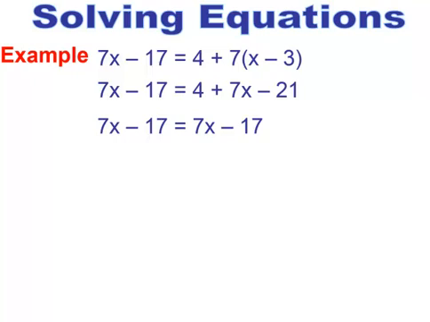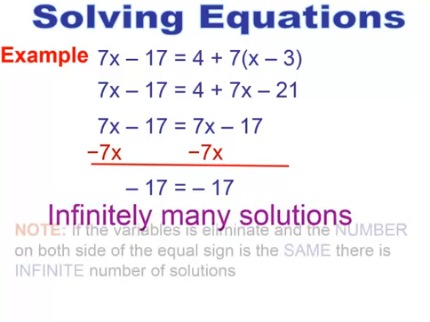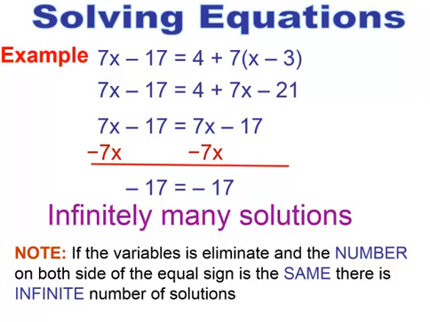Now you see I have a 7x minus 17 equals 7x minus 17. Well, when I get the variables together, I subtract 7x from both sides. X goes away. There's no longer a variable. So when something like this happens, when the variable is eliminated and the number on both sides are equal to each other, in this case, negative 17 equals negative 17, then there's infinite number of solutions.